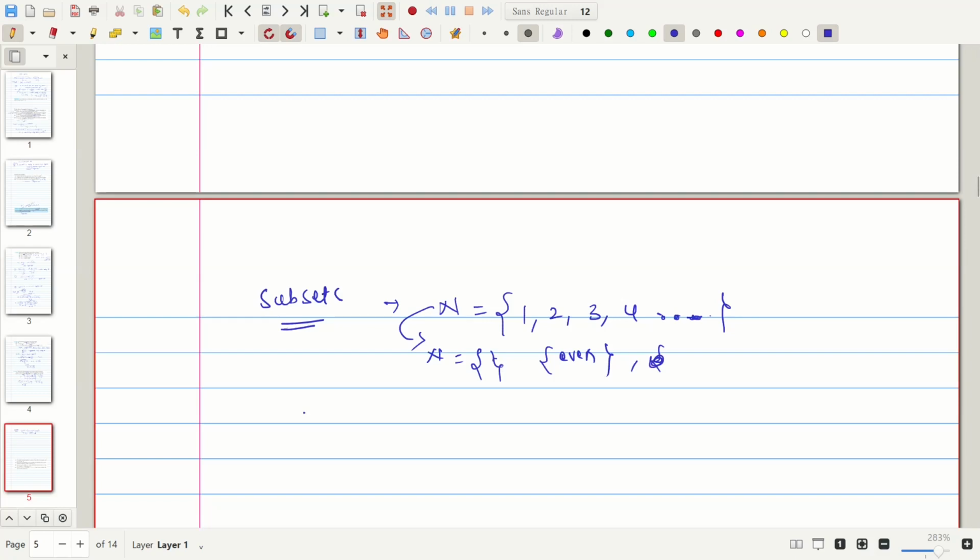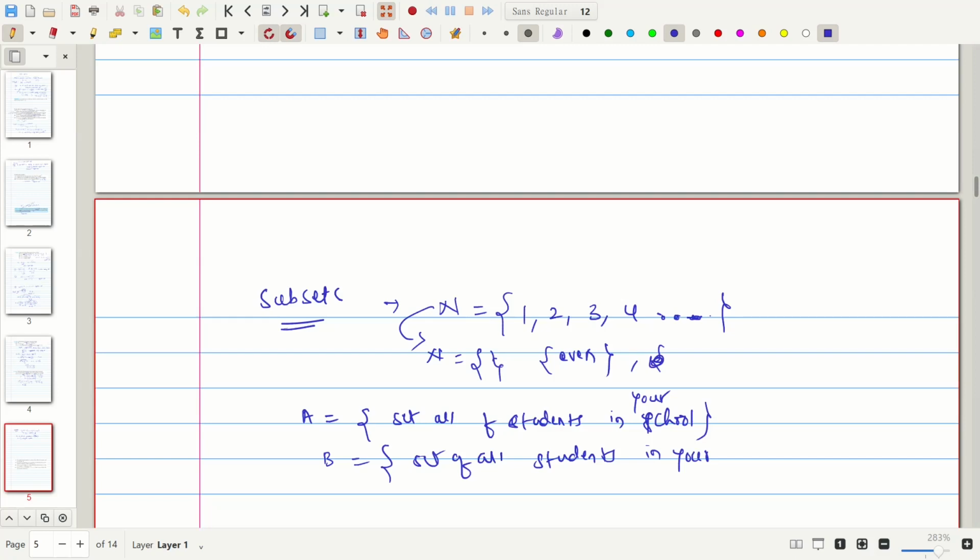Suppose set A, take set A as the set of all students in your school, and B as the set of all students in your class.